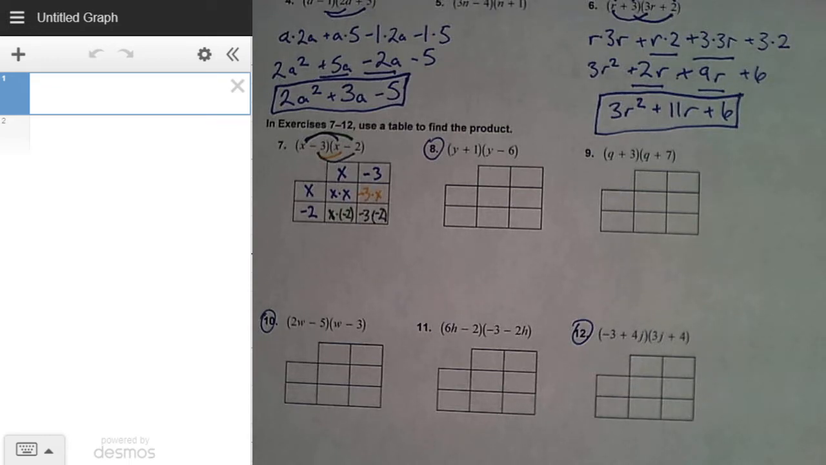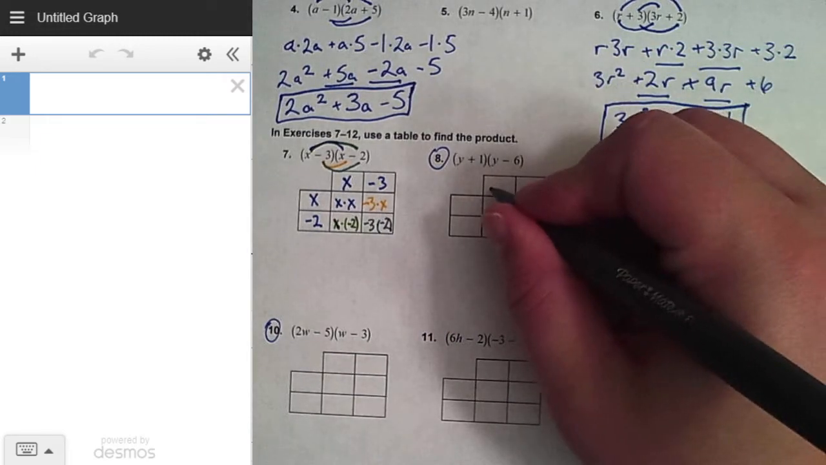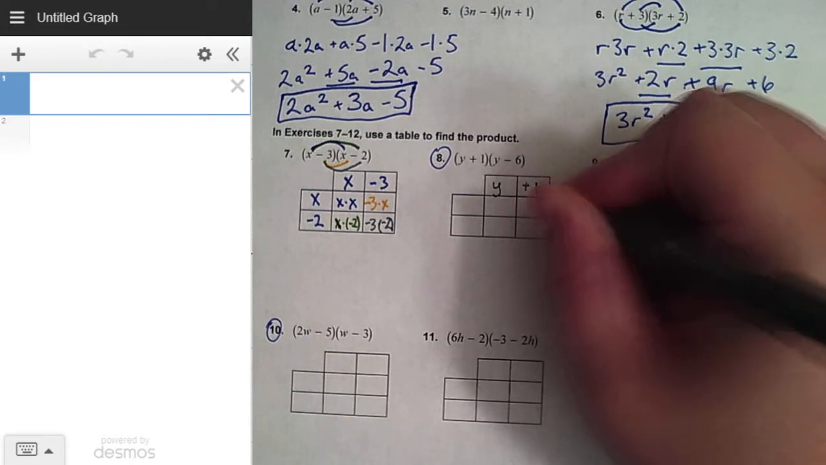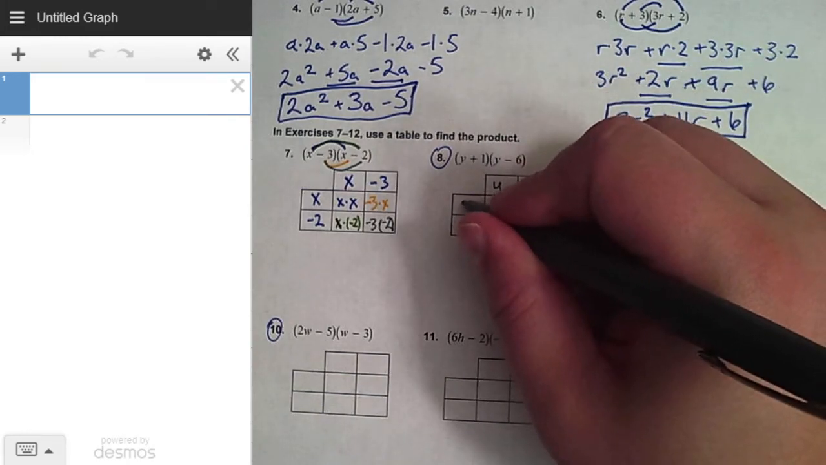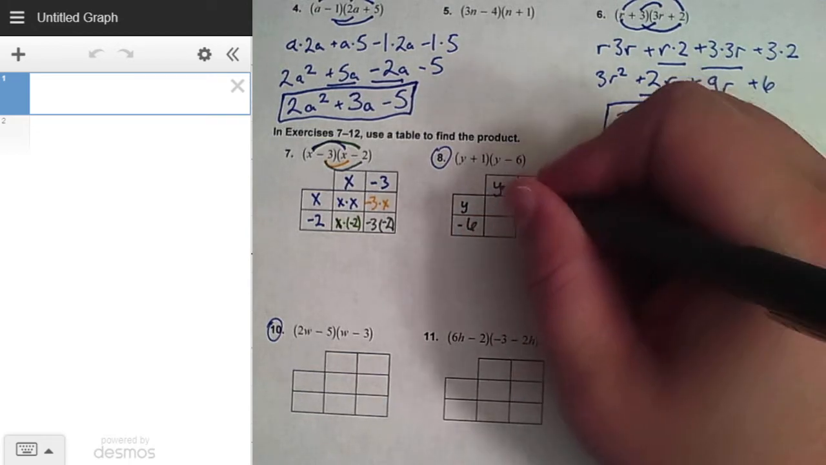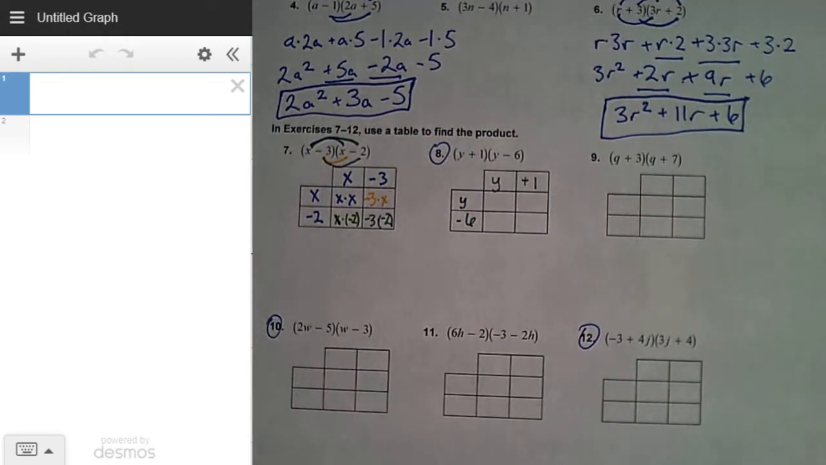So here we go. Let's go ahead and get into this problem number 8. So we have y plus 1 times y minus 6. It does not matter which side you put the first term on the top and the second term on the side, so long as you put one term one place and the other term the other place. I have seen students accidentally put the same term both places, so that's one of those attention to detail things that we have to double check.